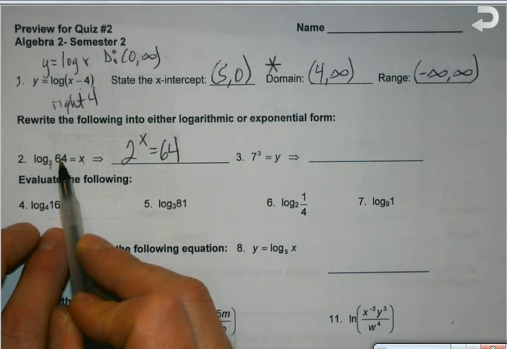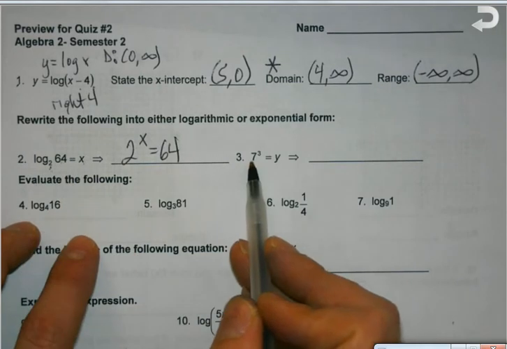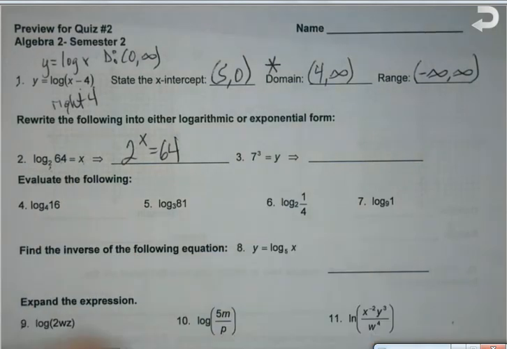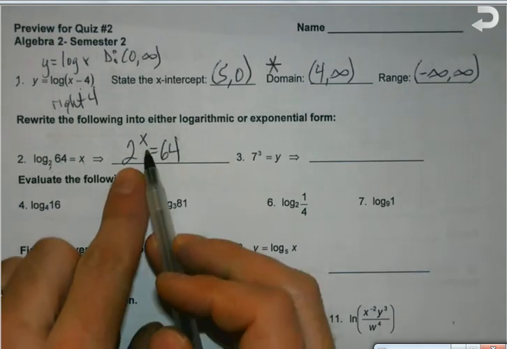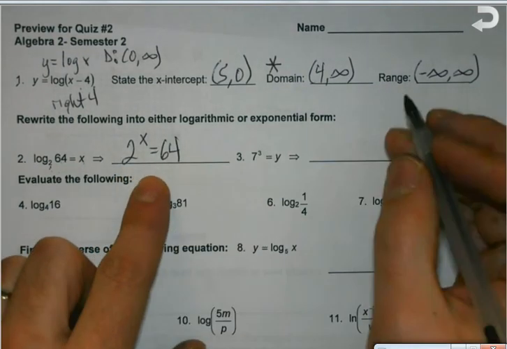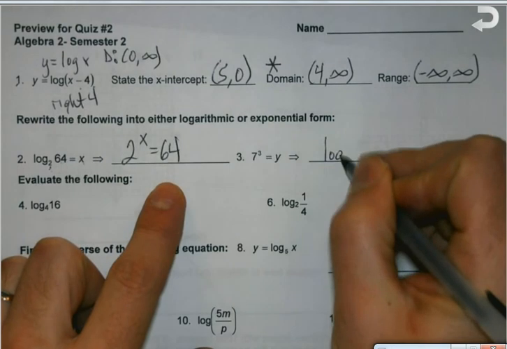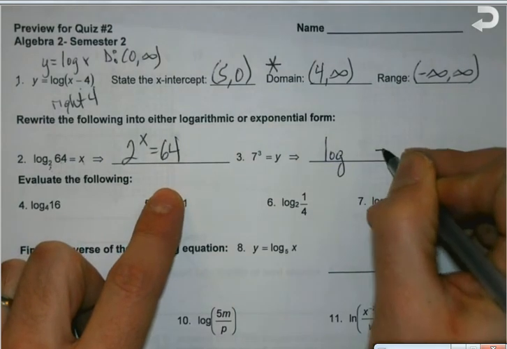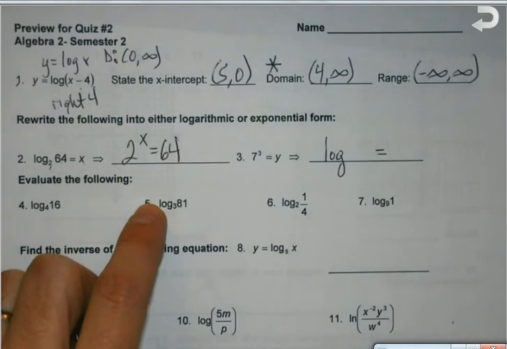Here's my answer. Now comes the fun part. We're going to go in reverse. I have 7 to the third equals y, and now I want to get it back into its logarithmic form. Here's where you want to use this as your example and say, okay, I know there's going to be a log here, and I've got equals. Now let's figure out how this all works.